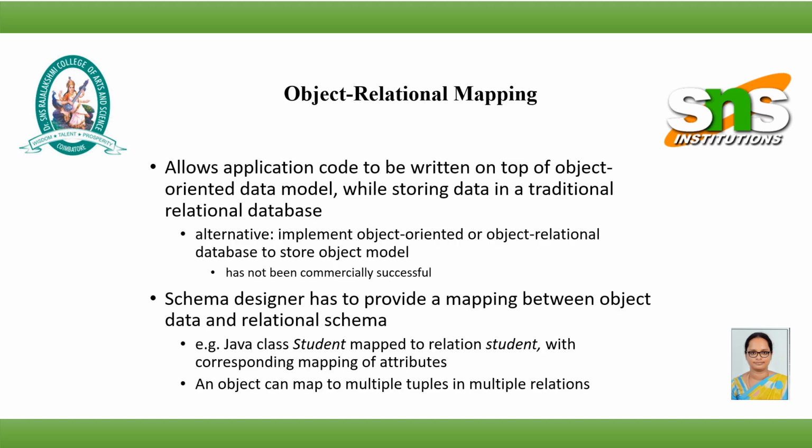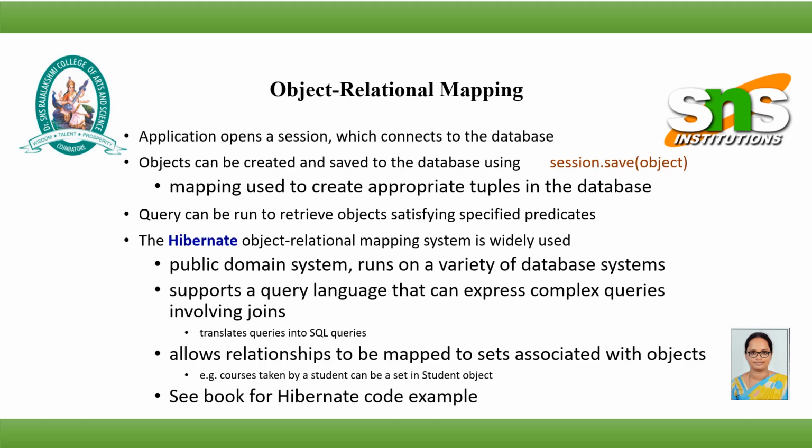Object relational mapping allows application code to be written on top of an object oriented data model. An alternative is that an object relational database can be used to store object models. Here we include a schema designer to provide mapping between objects and the relation schema. In object oriented programming, for a class we create an object. With that object only, we can call different variables and methods. Without that object, we cannot call any information. So with one object, we can map multiple tuples and relations.